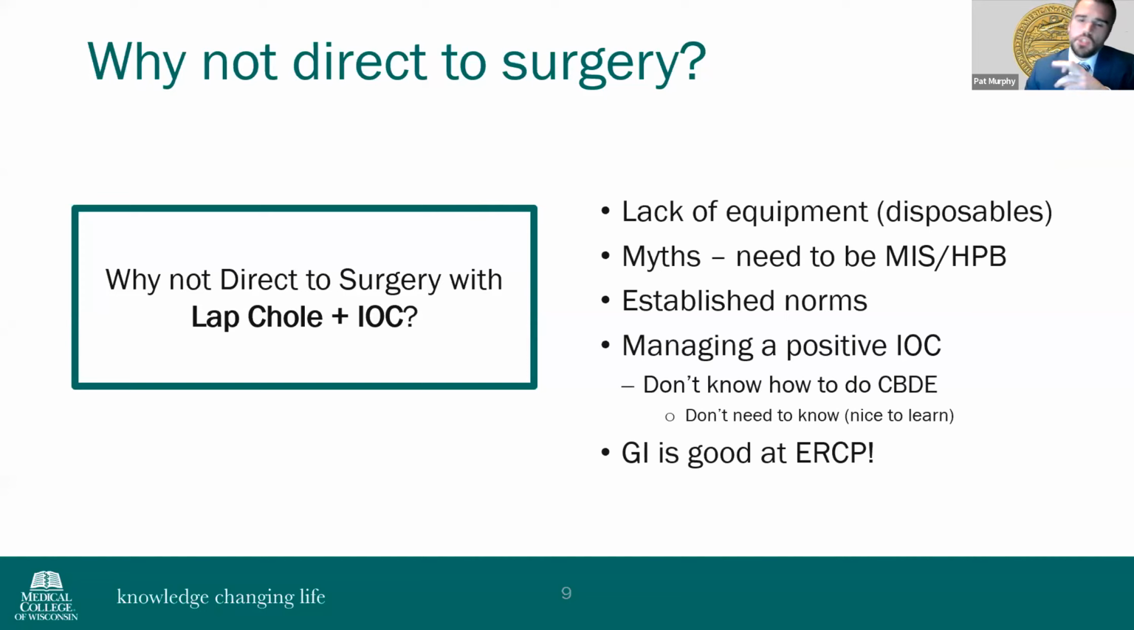And the reality is that GIs in 2023 are really good at ERCPs. And it can be nice to know, okay, I don't know if the IOC is going to be positive or negative. I have 4 more cases to do. How am I going to fit that into the OR time I have today? I don't want to add an extra hour to this case when other patients need care too. So that can be logistically challenging potentially. So there are a few barriers that I think we should address.